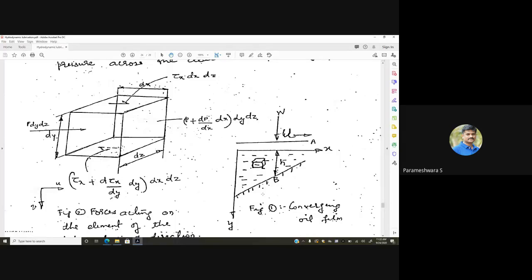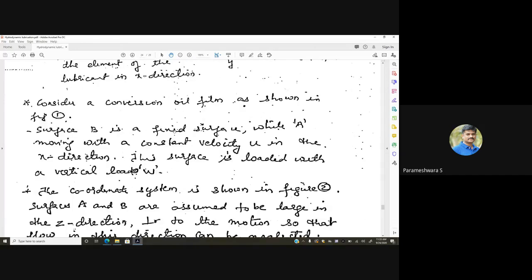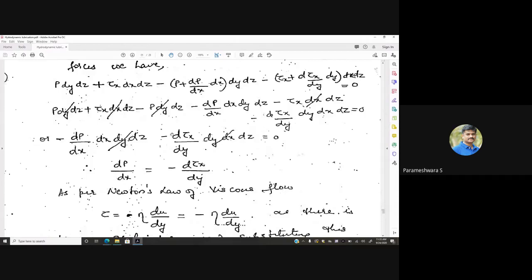For equilibrium, resolving forces, we have to resolve the forces for the equilibrium condition. It means that the sum of all the forces acting at a point is equal to 0, that is, sigma of all the forces is equal to 0. So that is the equilibrium condition. Applying that, we will have this equation.